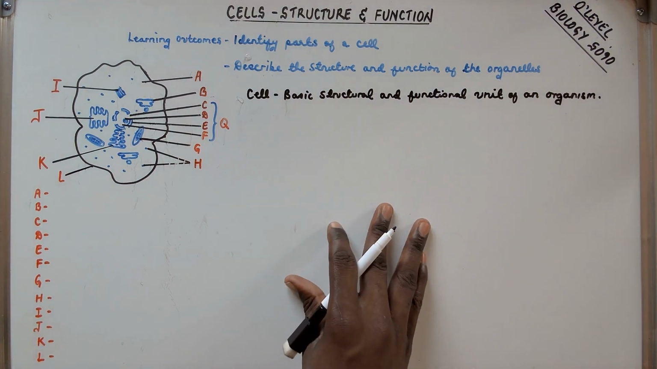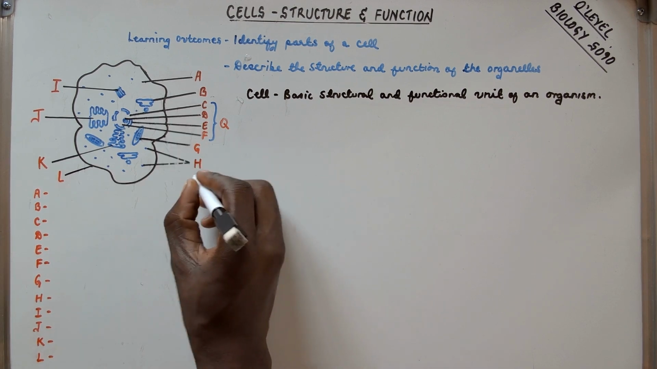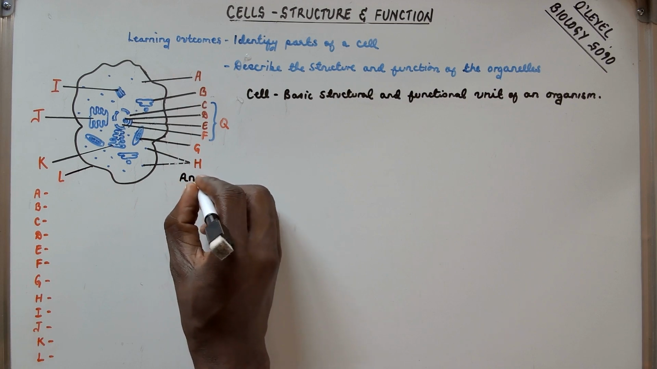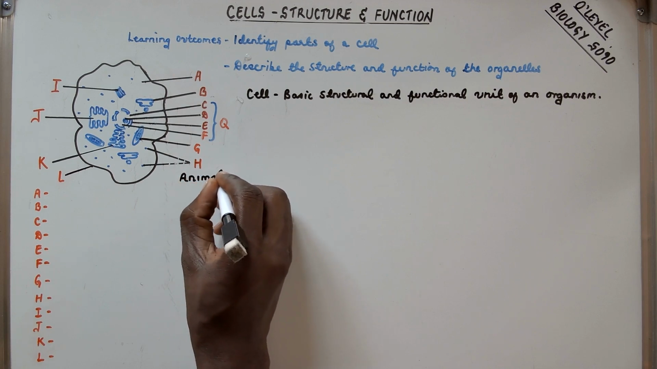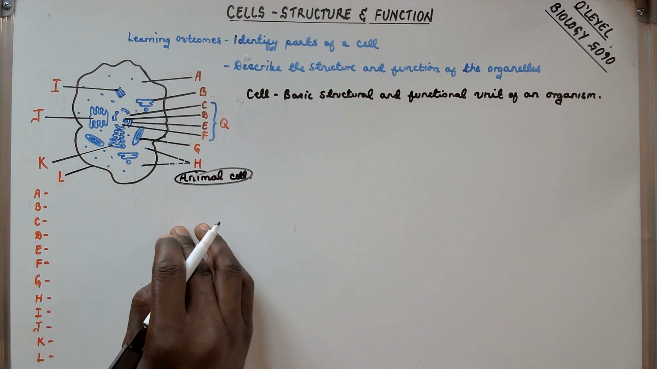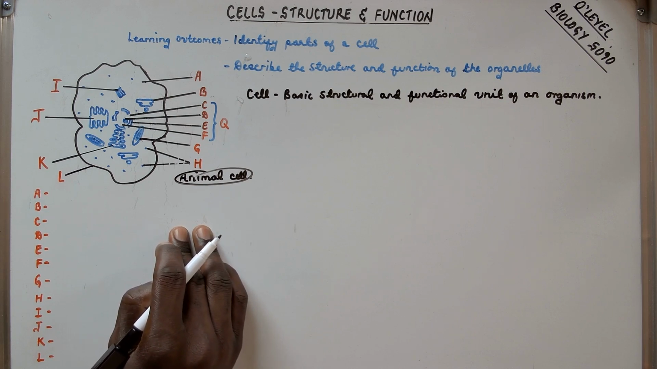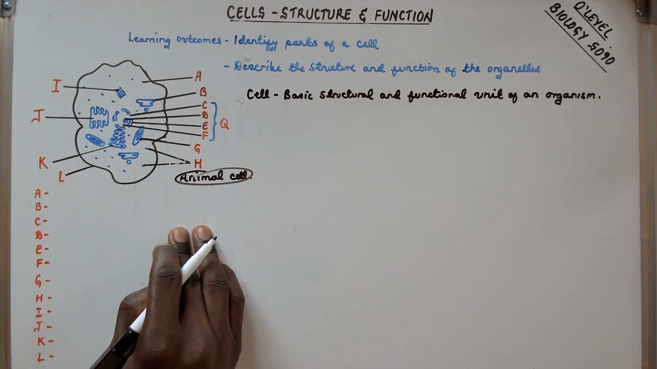Now looking at the structure of this particular cell, what type of cell do you think this is? This is just an animal cell. Now looking at the parts of this particular cell, we have organelles within the cell, and we need to identify each one of them.